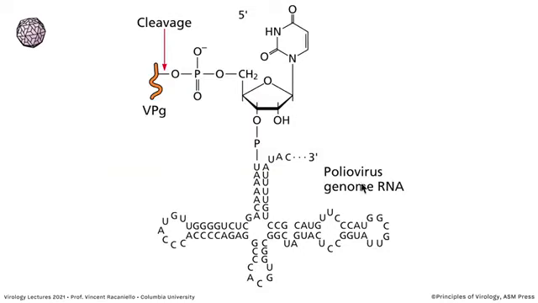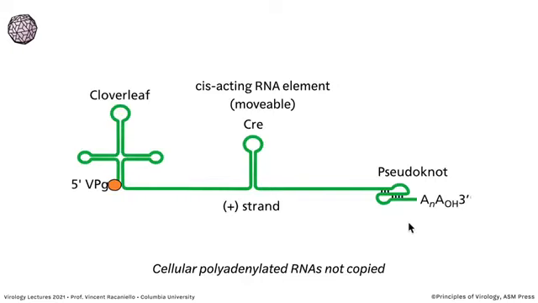At the very 5' end of the RNA, there's a protein called VPG, a linked 22 amino acid protein. It's a viral protein that is linked by a phosphodiester bond to the first base in the RNA, which happens to be a U. And then this is the rest of the genome here. That protein, as you'll see, is a primer for RNA synthesis.